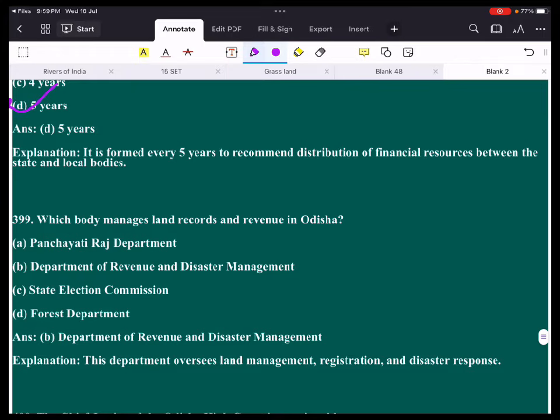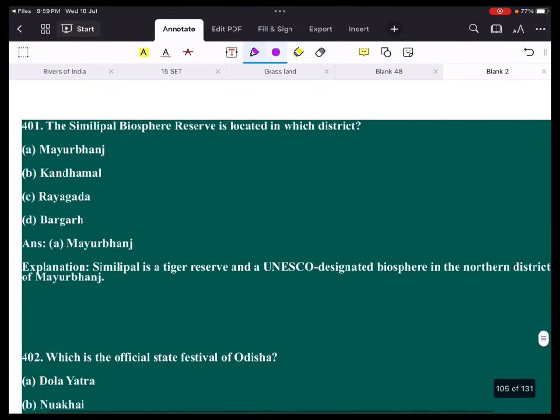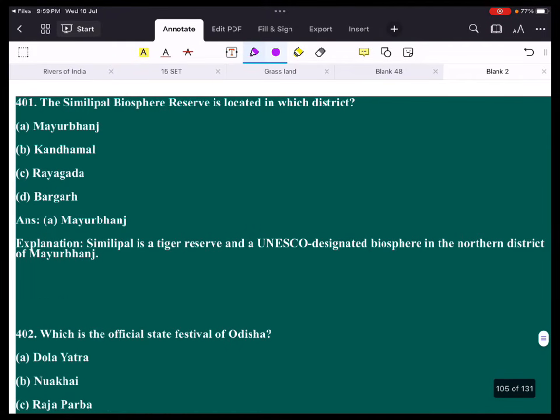Which body manages land records and revenue in Odisha? That is the Department of Revenue and Disaster Management, option B. The Chief Justice of Odisha High Court is appointed by? Option C, President of India. The Simlipal Biosphere Reserve is located in which district? That is in Mayurbhanj district, option A. Simlipal is a tiger reserve and UNESCO designated biosphere reserve in the northern district of Mayurbhanj.